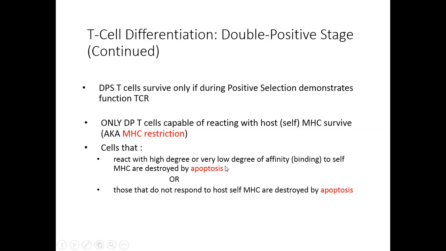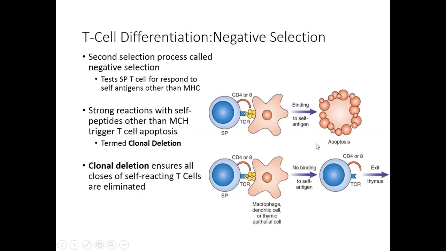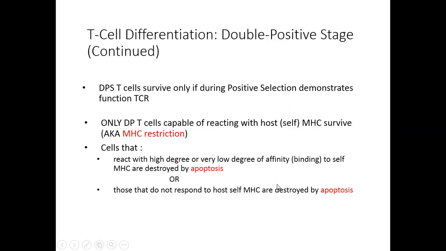Similarly, we don't want ones that have a very weak binding, because then maybe they're not going to recognize those antigen presenting cells with MHCs. So we're going to kill those cells off. We want only those ones that have an intermediate, a nice affinity to bind to self-MHC, but not so strong that it's too strong, not so weak that it's too weak. Too strong so that it over-recognizes, too weak so that it under-recognizes. So those ones that are outliers get killed by apoptosis. The ones that don't respond to self-antigen are killed by apoptosis, and only the ones that bind just right pass through the double positive stage.